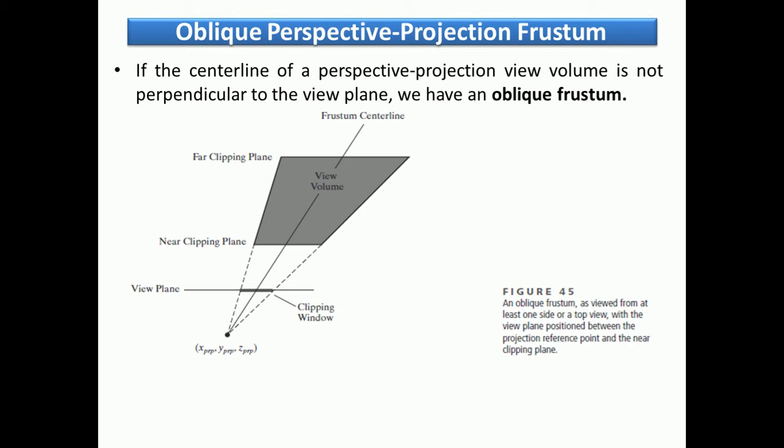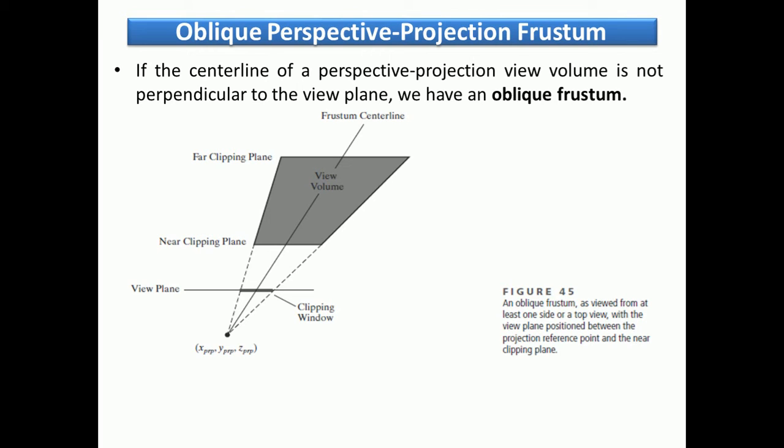And the next important concept is the oblique perspective projection frustum. If the center line of a perspective projection view volume is not perpendicular to the view plane, then we consider it an oblique frustum. As shown in the figure, this is the general appearance of an oblique perspective projection view volume.